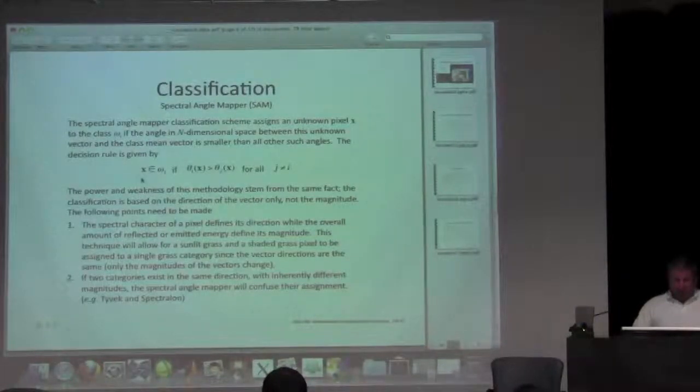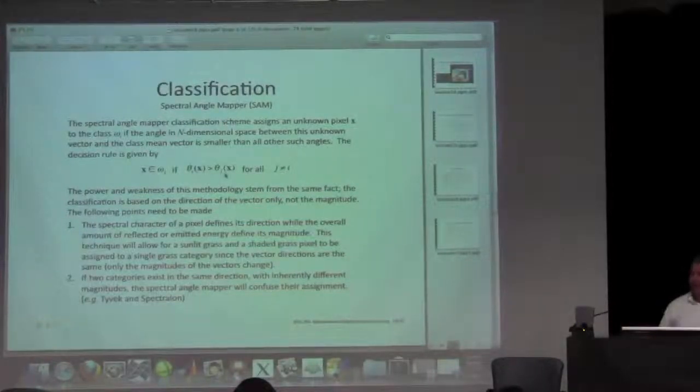And what is our decision rule, our discriminant function in this case? Well, that vector x is going to be an element of omega i, just like we've said in the past, if the angle formed between x and the mean of i is less than, not greater than, that's a mistake, less than all the other angles, because you want the smallest angle.